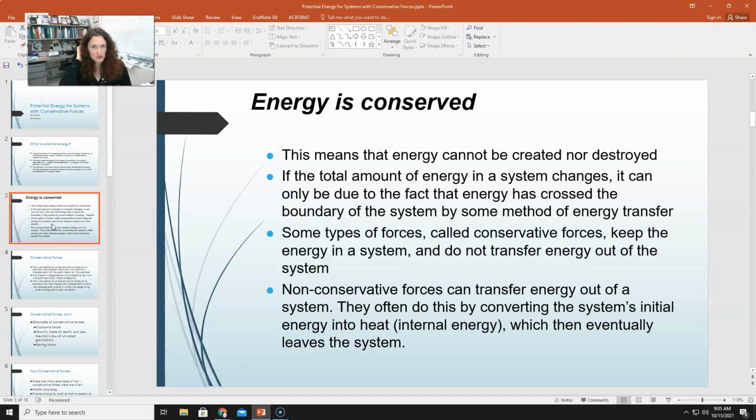Now, some types of forces, and we'll call them conservative forces, keep the energy within the system and don't transfer energy out of the system. Non-conservative forces, however, can transfer energy out of a system. And oftentimes they do this by converting the system's initial energy into heat, or internal energy, which we'll talk more about later. And then that heat can be radiated away or conducted out of the system, all right? And it'll leave the system, and then the system loses energy, okay? You can also transfer energy into the system, as we've seen, by pushing on it, okay, and giving energy in that way.